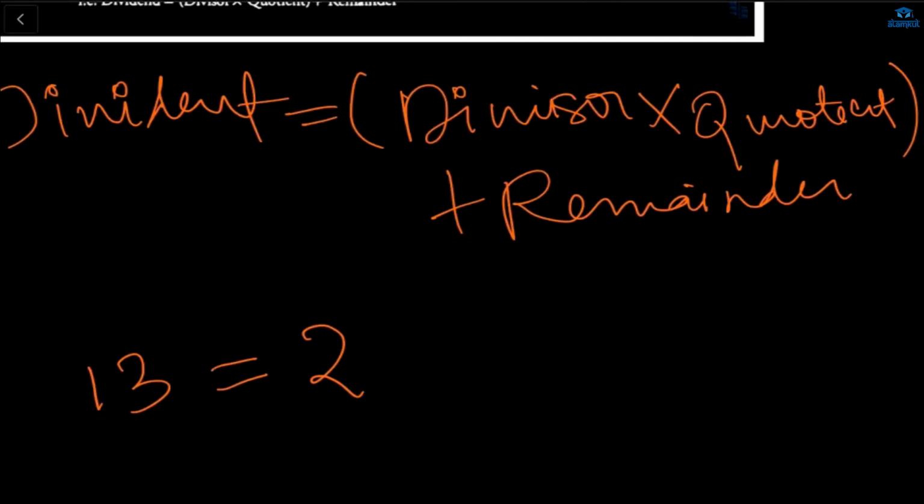Now if you divide 13 by 2, then what will be your quotient value? Razi, 2 sixes are 12. Okay, so your quotient will be 6. Now when 2 sixes are 12, then the remainder you will get is 1.